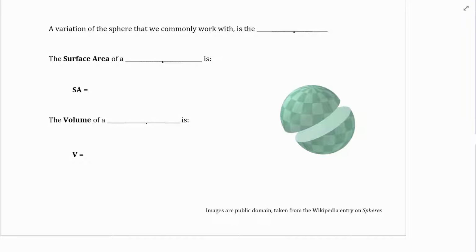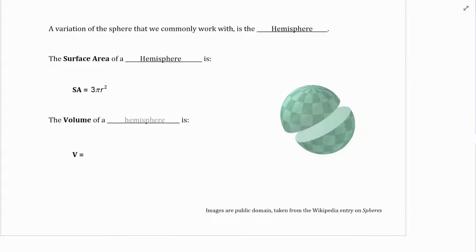Now, a variation of the sphere that we commonly work with is the hemisphere. Take a sphere, slice it in half, you have half a sphere, a hemisphere. And the surface area of a hemisphere is not simply 2 pi r squared because of the circle on the base. When you cut a sphere in half, you're creating a new circular face which also has an area of pi r squared. So while the curved part on the hemisphere will have a surface area of 2 pi r squared, there's also a new circle to add on, giving you SA equals 3 pi r squared.